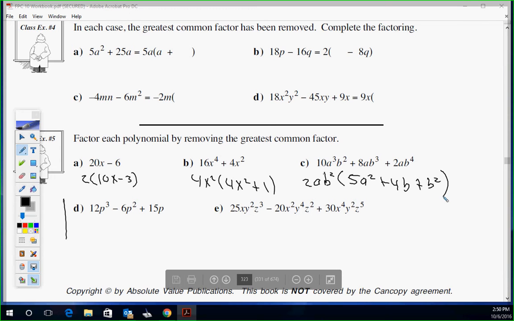Okay, and then this one here, they all have a p in common and a 3. 4p squared minus 2p plus 5.